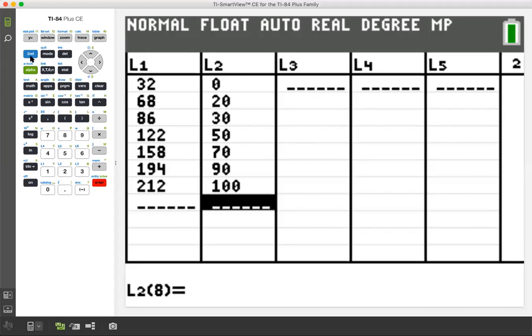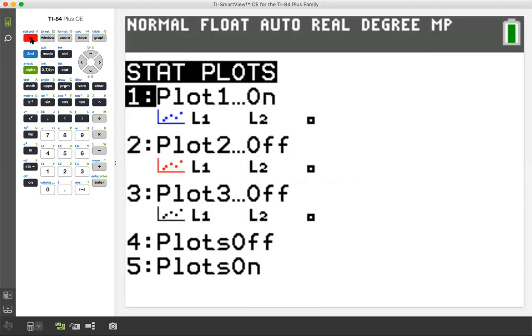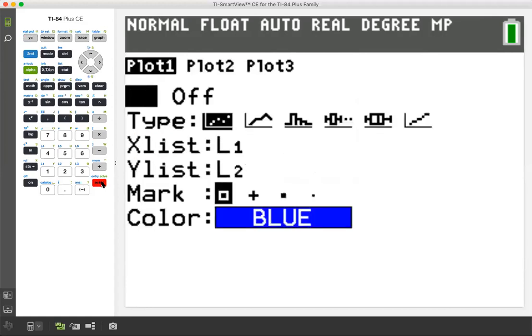The first thing I'm going to check is by going to second y equals. This is the first set of directions on that direction sheet. I need to make sure that my plots say on. If they don't say on, that's when you need to hit enter. But you need to make sure that the on is dark, highlighted, blinking in this case.